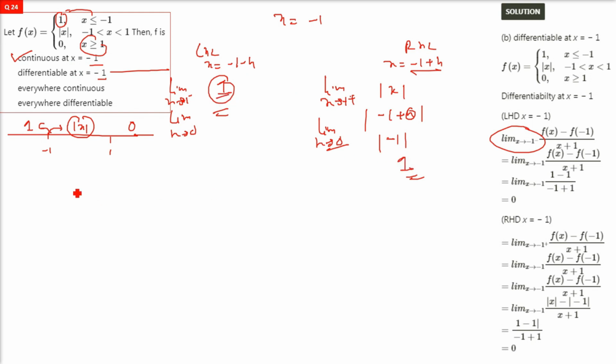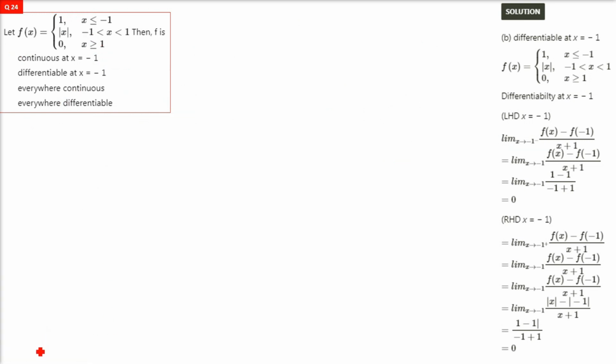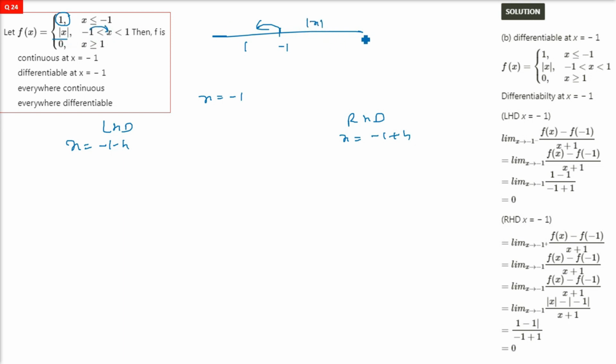Now we will see the differentiability. If the function is not continuous, we cannot go ahead to differentiability. So we'll check for differentiability now at x equals -1 only. Same point, and the same results we will discuss. At x equals -1, LHD, RHD, left hand derivative, right hand derivative. x will be -1 minus h, x will be -1 plus h, depending upon whether you are going on the left or the right. When you go on the right, you have to use modulus x. When you go on the left, you have to use a constant function, that is 1.